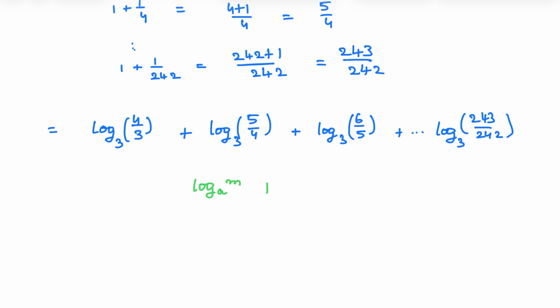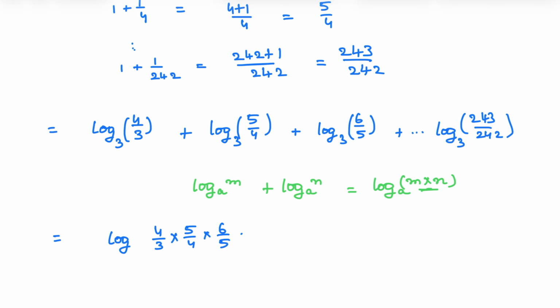Log m base a plus log n base a equal to log m into n base a. If more values are there, we have to multiply all here. It is equal to log 4 by 3 into 5 by 4 into 6 by 5 so on into 243 by 242 and base 3. Here 4 cancel, 5 cancel, 6 so on like that 242.